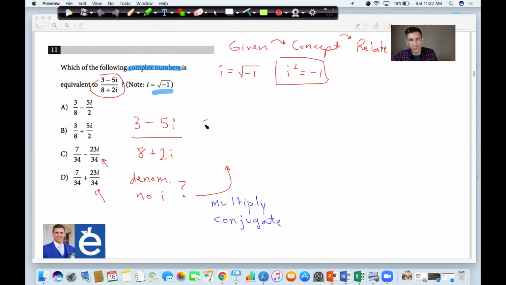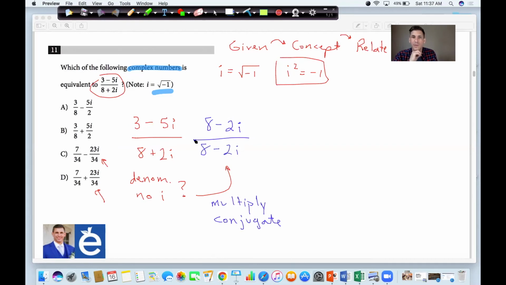So here I'm going to do 3 plus 5i, or sorry, that's not my conjugate. My conjugate is 8 minus 2i. The reason why I refer to this as my conjugate is because I simply take this sign here, and I know that I'm going to end up getting rid of my like term in the middle. So this becomes 8 minus 2i.